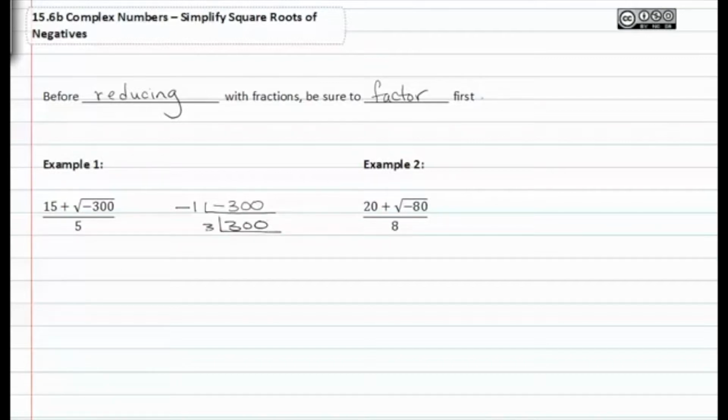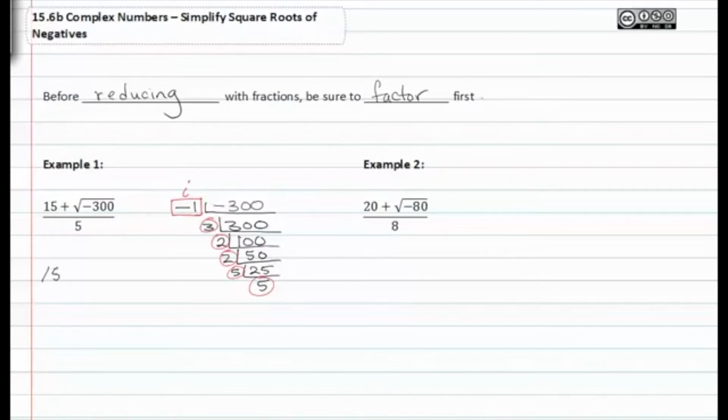From there, we can divide out 3, and we're left with 100. Divide by 2, and we get 50. Divide by 2 again, and we get 25. Divide by 5, and we get 5. These are our prime factors. The negative 1 we're going to pull out of the radical as an i. So let's go ahead and do it.